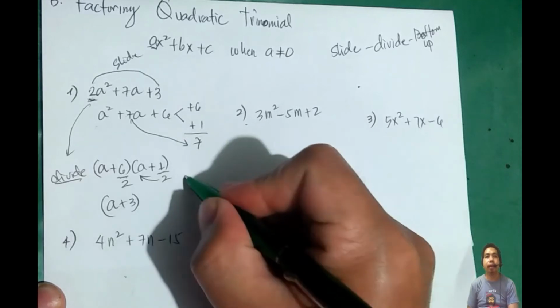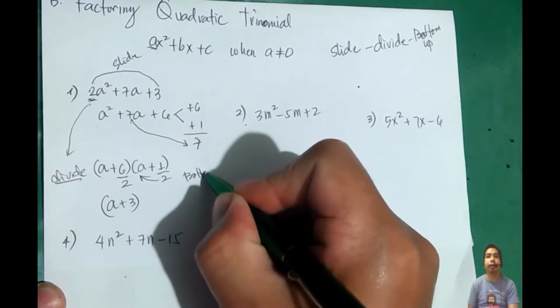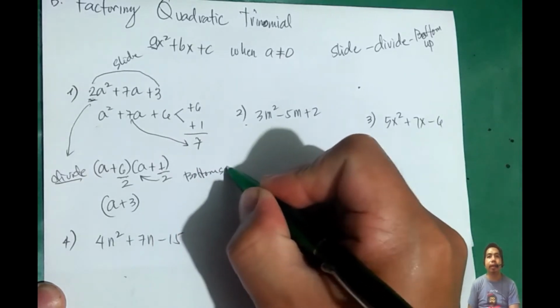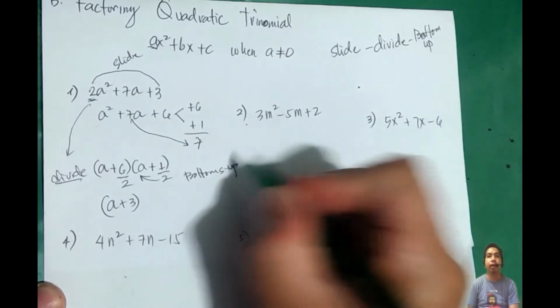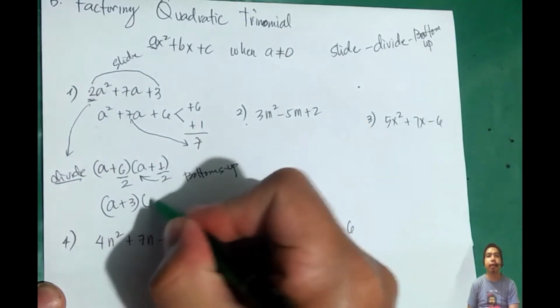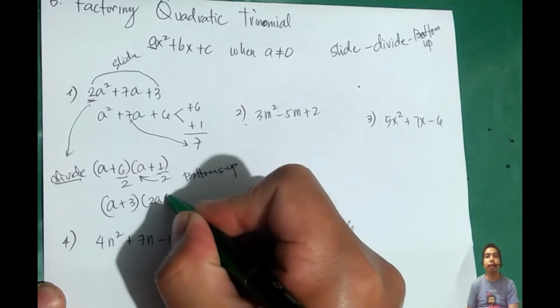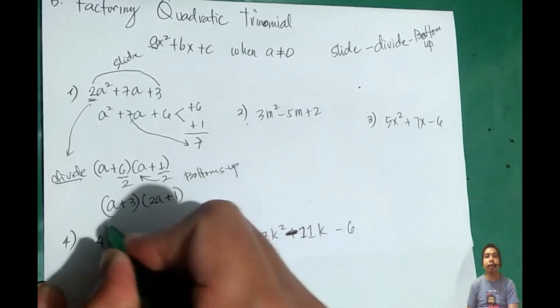Then, dito naman, gagawin natin yan, bottoms up. So bottoms up, ililipat lang yung denominator na yan doon sa coefficient ng first term. So, magiging 2a plus 1. So, yan na yung magiging sagot.